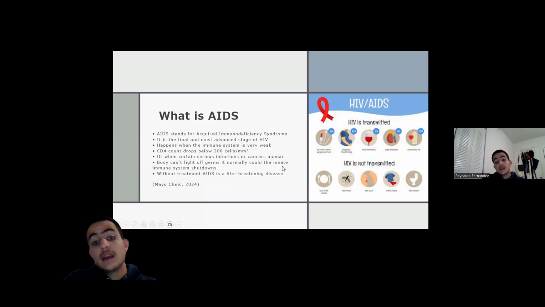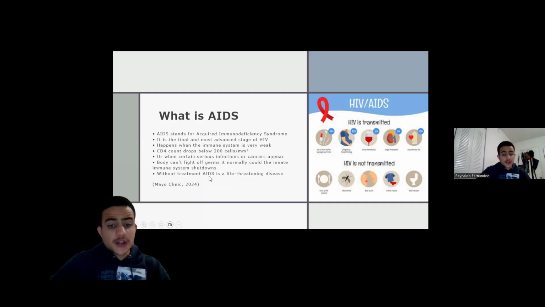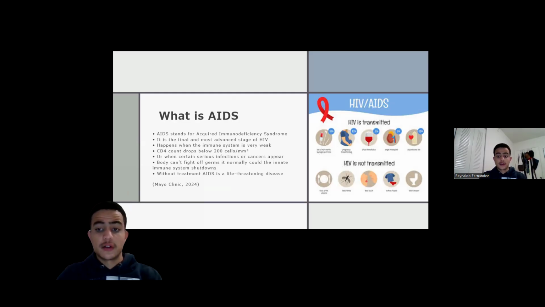And then basically the immune system shuts down. It also doesn't fight off germs like it normally could, and it doesn't fight abnormal cell growth, which is basically cancer, like it usually does. So that's why we also have cancers appearing in people who have AIDS. And without treatment, AIDS is a life-threatening condition that can cause death later on.